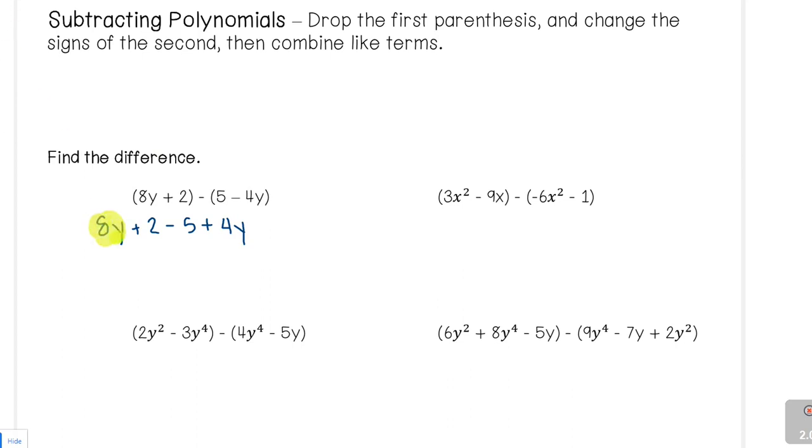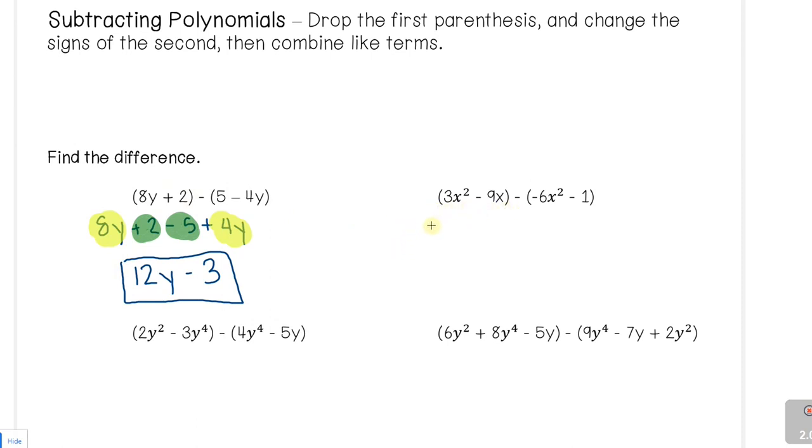So let's combine our y's. So we have 8y plus 4y. That gives us 12y. 2 minus 5 is negative 3. Let's go on and highlight those because they're like terms. Okay, let's move on to the next one.